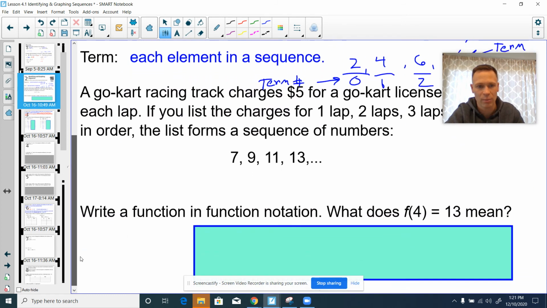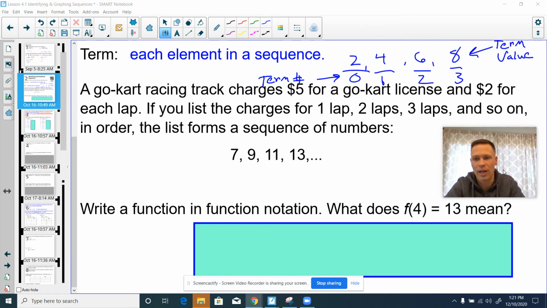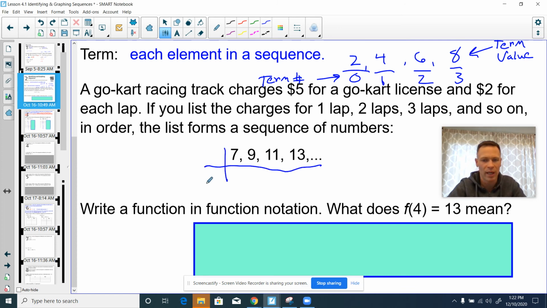So let's go look at this example here. It says a go-kart track charges $5 for a license and $2 for each lap. If you list the charges for lap 1, lap 2, lap 3, and so on, in order, it forms a sequence. And the sequence is 7, 9, 11, and 13. We could also talk about what would happen at lap 0. This would be the first lap, this would be the second lap, this would be the third lap. And you might be thinking to yourself, why would we even talk about lap 0? It's like you didn't do anything.